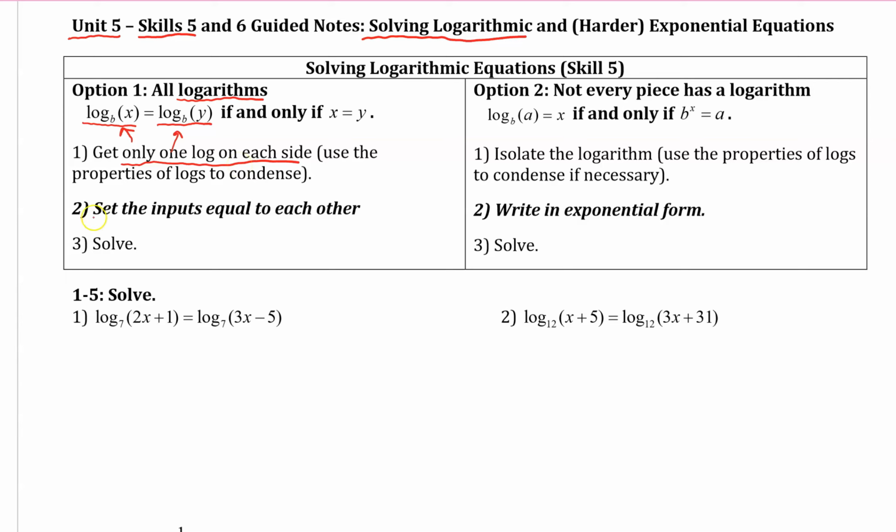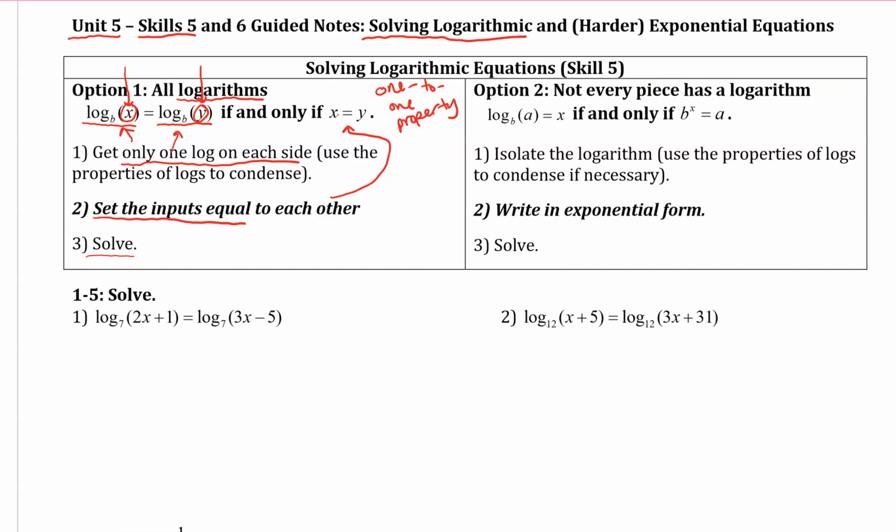And then what you do is you set the inputs equal to each other so that it looks something like this. Whatever was inside each log before is now set equal to each other. And then from there you solve. Okay, so the reason why you can get one log on each side and then basically ignore the logs is because of the one-to-one property of logs. That is what allows us to drop the log altogether and just set the inputs equal to each other.